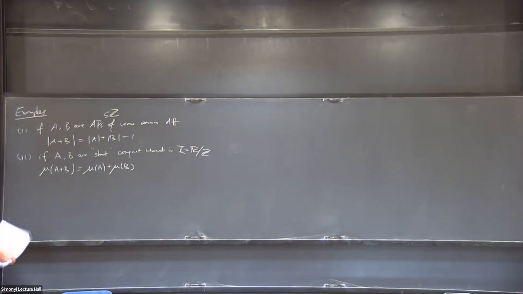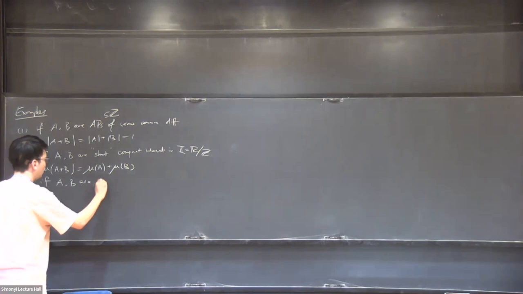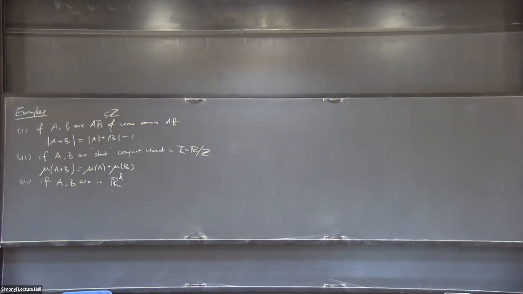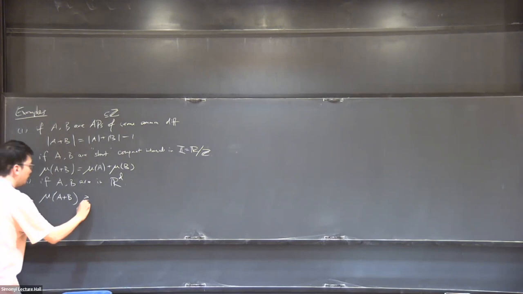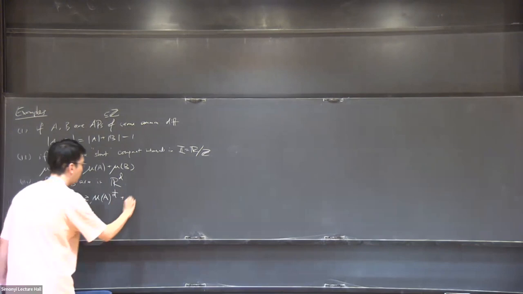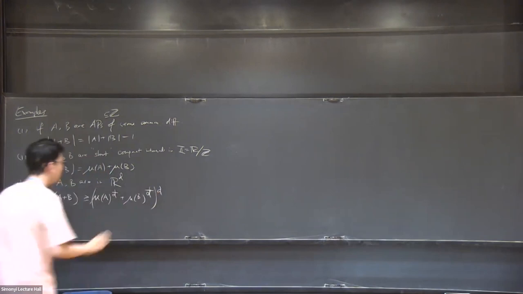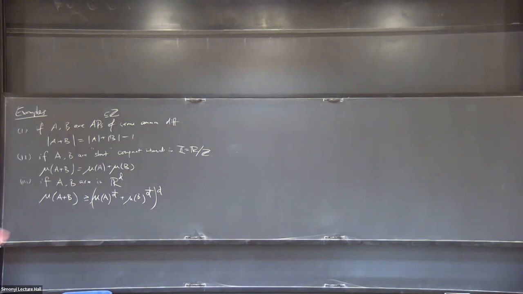Okay. The third example is in Euclidean space. And in Euclidean space, we have the Brunn-Minkowski inequality. So we know that the measure of A plus B to the 1 over d is at least the measure of A to the 1 over d plus the measure of B to the 1 over d. And we know that equality can occur here if and only if A and B are homothetic convex sets, essentially convex sets of the same shape.